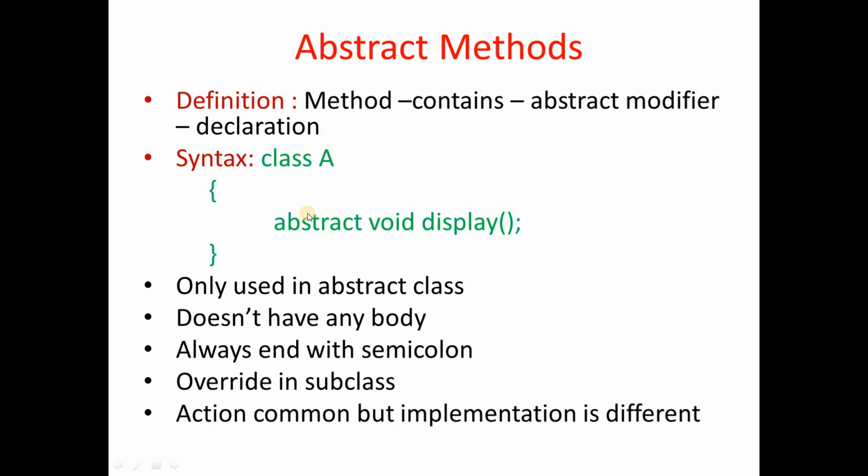So here is the syntax. I declare a class A, and in that class I want to declare the display method as an abstract method. Before declaring the display method, here is the abstract modifier which makes this display method an abstract method. And any class which contains an abstract method is known as an abstract class. So here we have to define the abstract keyword before the class.